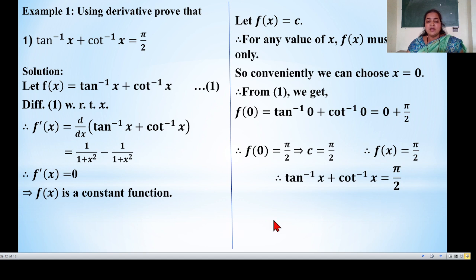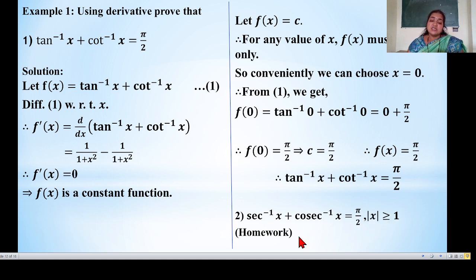Hence proved. Now next, sec inverse of x plus cosec inverse of x is equal to pi by 2, for mod of x greater than or equal to 1. Similarly, we prove it using the previous example's help. So this is our homework question.